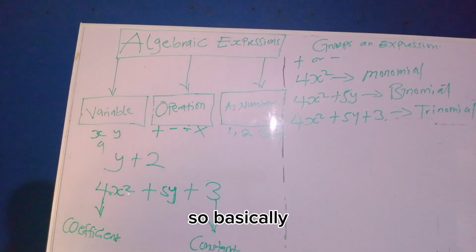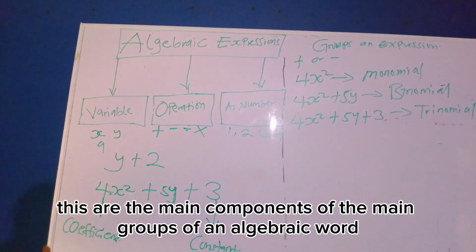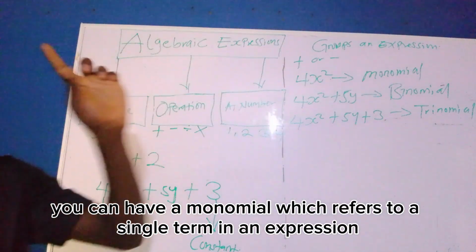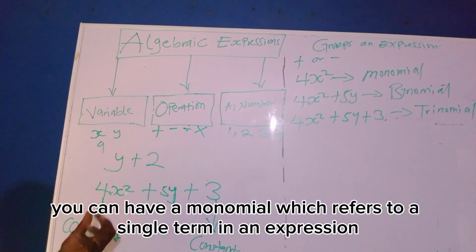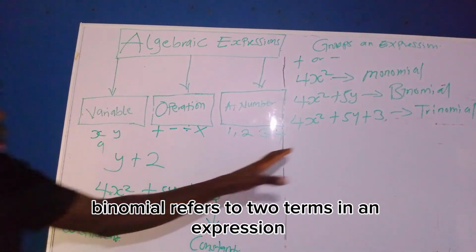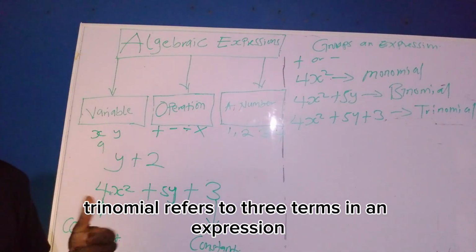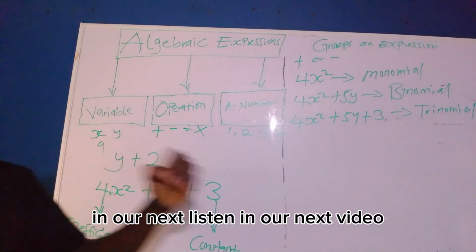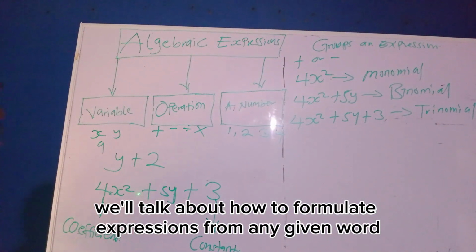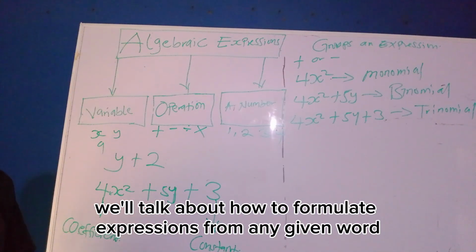So basically, these are the main groups of an algebraic expression. You can have a monomial, which refers to a single term in an expression. Binomial refers to two terms in an expression. Trinomial refers to three terms in an expression. In our next lesson, in our next video, we'll talk about how to formulate expressions from any given word.